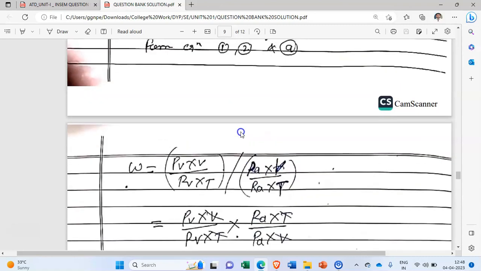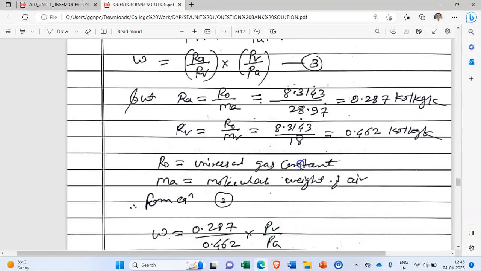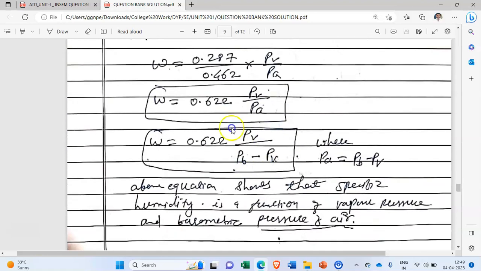This can be written as W is equal to 0.622 PV upon PB minus PV. In Dalton's equation we have already stated that PB is equal to PA plus PV. So from this we can calculate the value of PA, that is PB minus PV, and I have put this value here in this equation. So W is equal to 0.622 PV upon PB minus PV, where PA is PB minus PV. Now the above equation shows that specific humidity is a function of vapor pressure, that is PV, and barometric pressure of the air, that is PB.